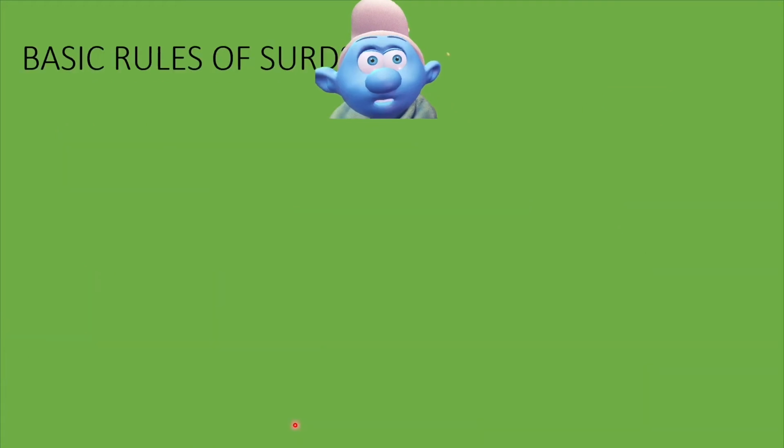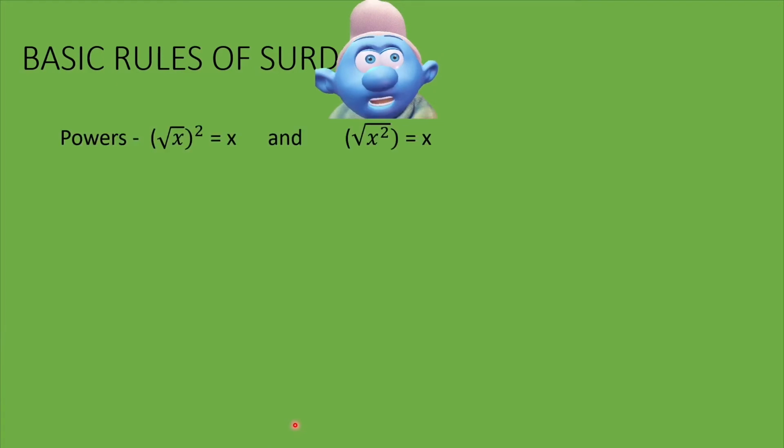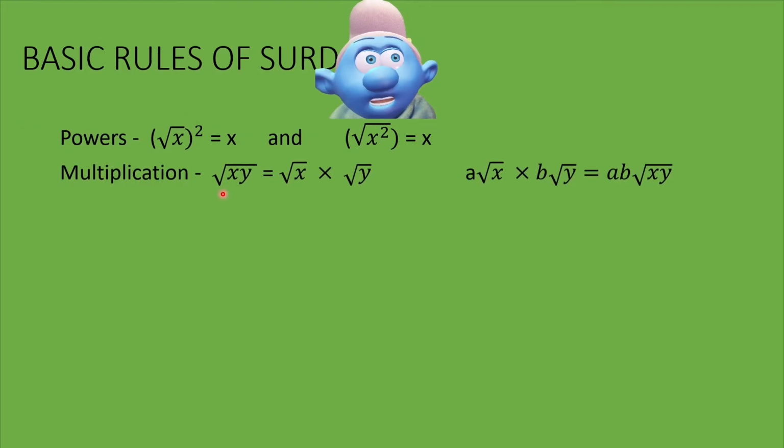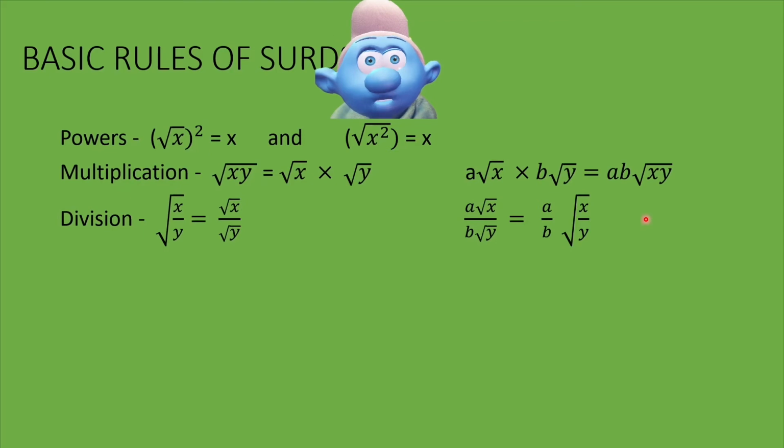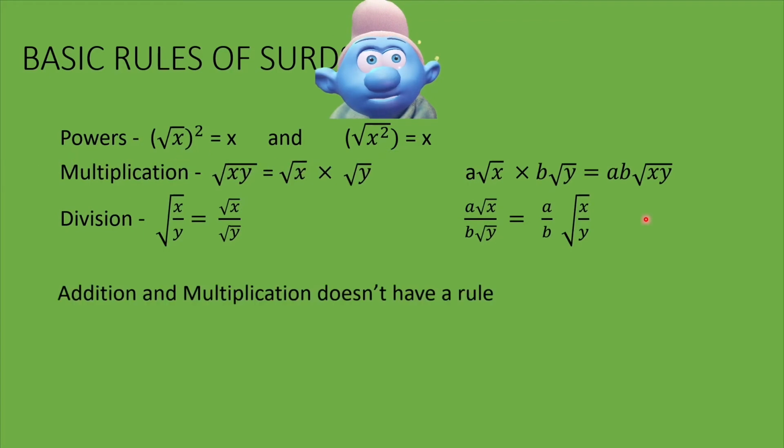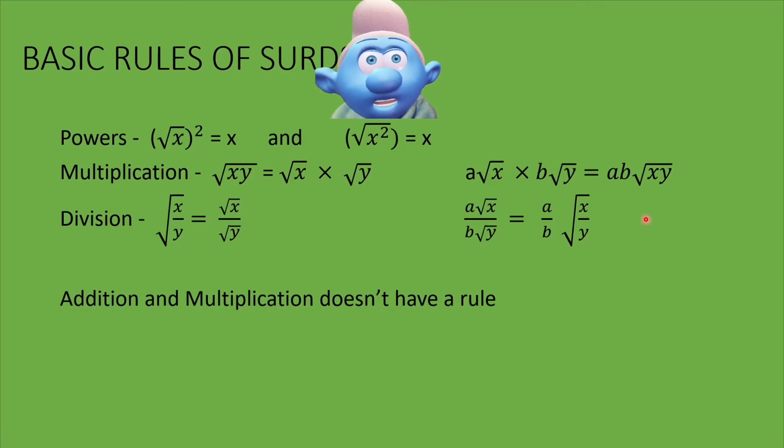So, the basic rules of surds: the power rule, the multiplication rule, and the division rule. This just tells you how to multiply and divide with surds. For addition and subtraction, they don't have a rule, except that to add and subtract surds, all you need to do is make sure they have the same order and the same base number, or radicand, and you can just add and subtract like in algebra. So now let's go and do some practice questions.